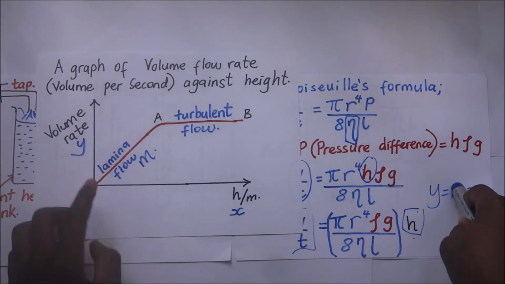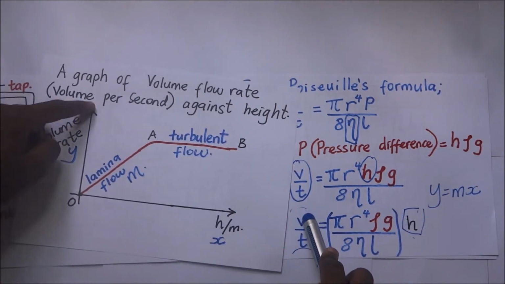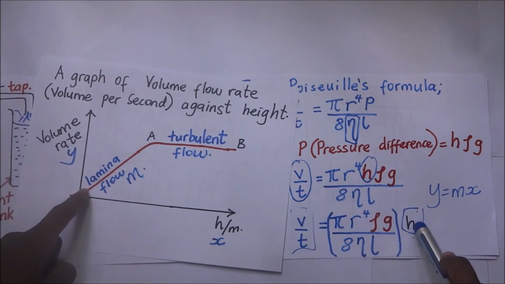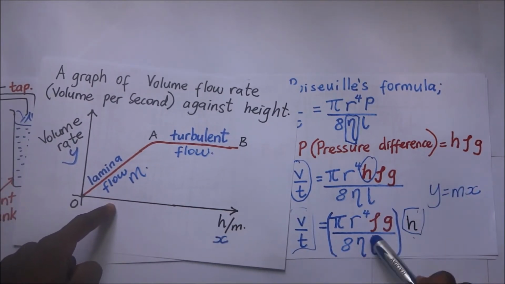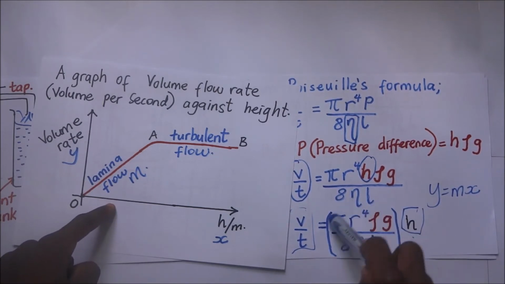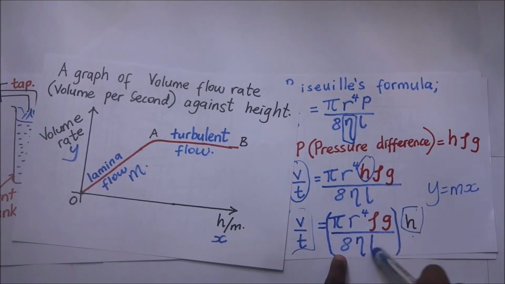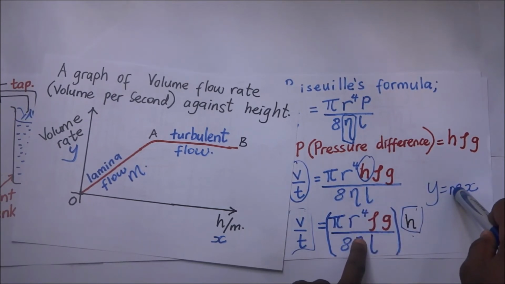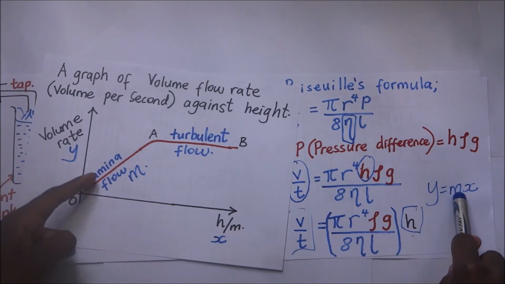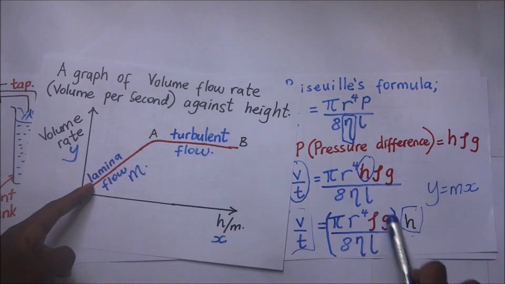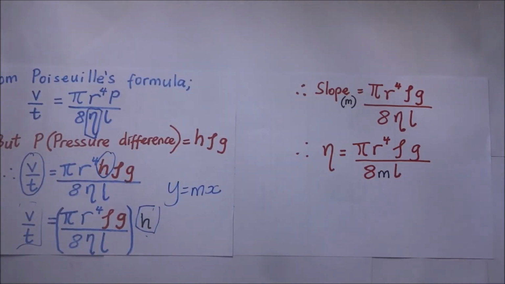Likewise, if you look at this, this is the volume flow rate on that axis, against the value of h on this axis, and so our value of m, the gradient, is equivalent to this expression here. So this expression we've got is equivalent to our value of m right there. If we equate m, the gradient of this graph, to this expression, then we'll be able to get the coefficient of viscosity. So that is exactly what we do.